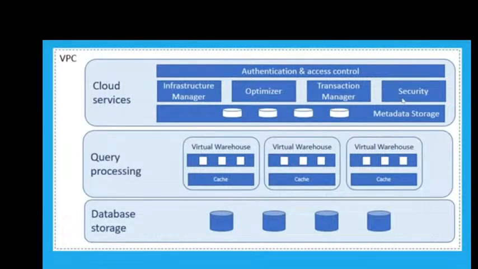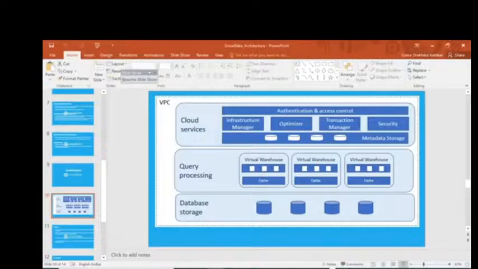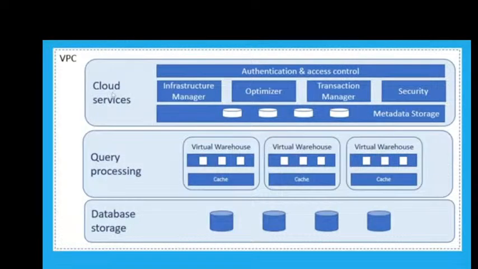Guys, we have three layers in the Snowflake architecture. One is the cloud services layer. Another one is the query processing layer. Third one is the database storage layer. Let me repeat once again.